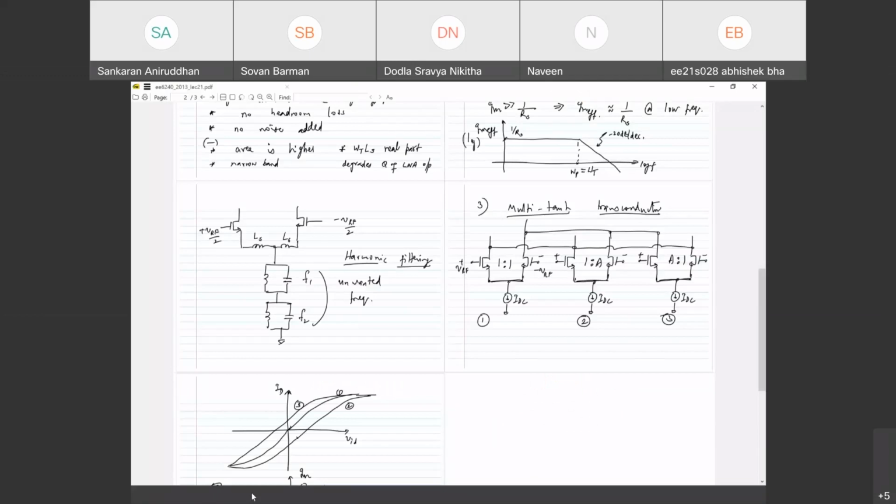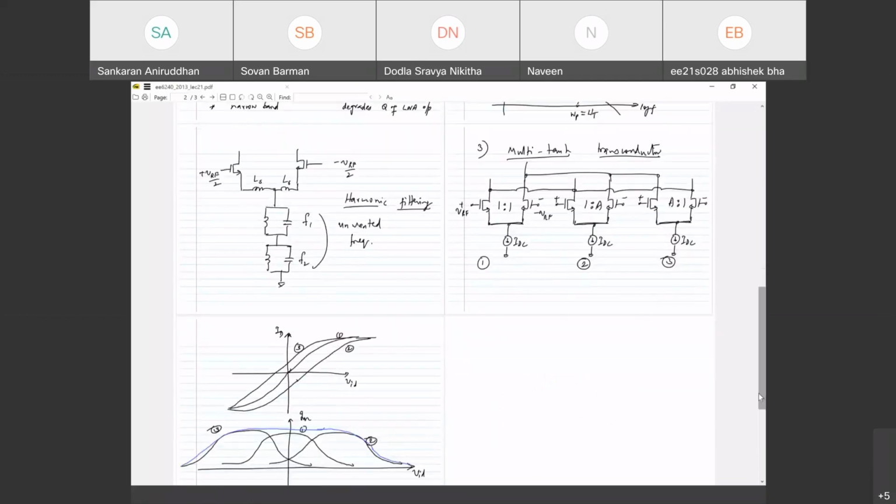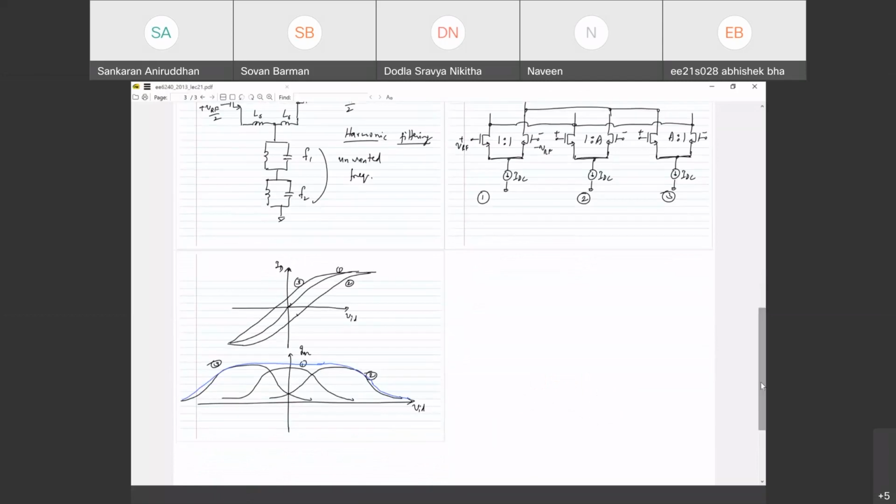Okay. So, you remember the differential pair that I was just talking about, IOD versus VID. This multi-tanh circuit, the basic idea is the same. In fact, this thing will not give you a tanh. It is generally called a multi-tanh because if you implement it with bipolar transistors, the IOD versus VID will have a tan hyperbolic characteristic. For a MOSFET, it will not have that. It will have some square root type of behavior.